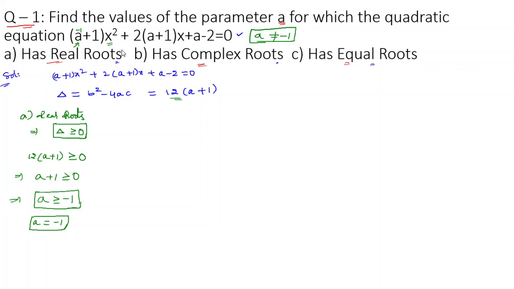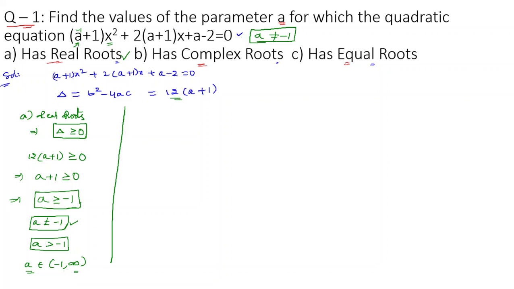a must not be equal to minus 1. So a must be greater than minus 1, and a must not be equal to minus 1. So the values of a will be the interval from minus 1 to infinity. So a can take any value between minus 1 and infinity. If a takes any value between minus 1 and infinity, then the given quadratic equation will have real roots.